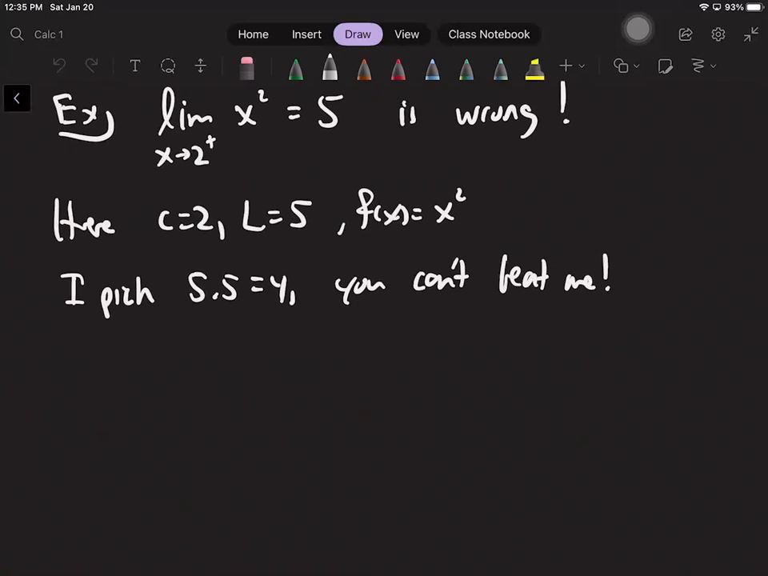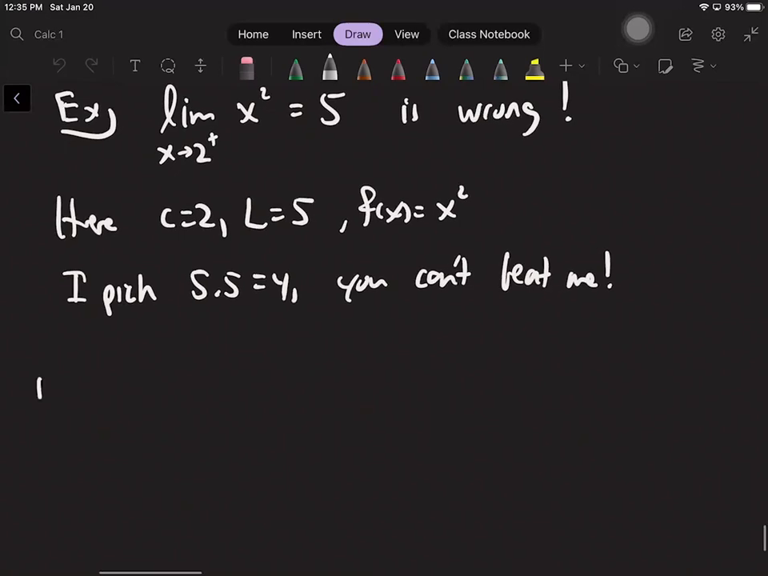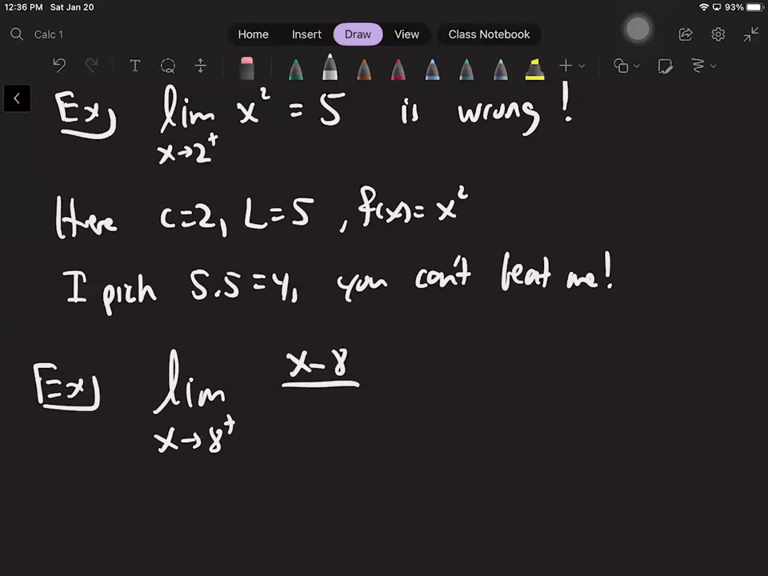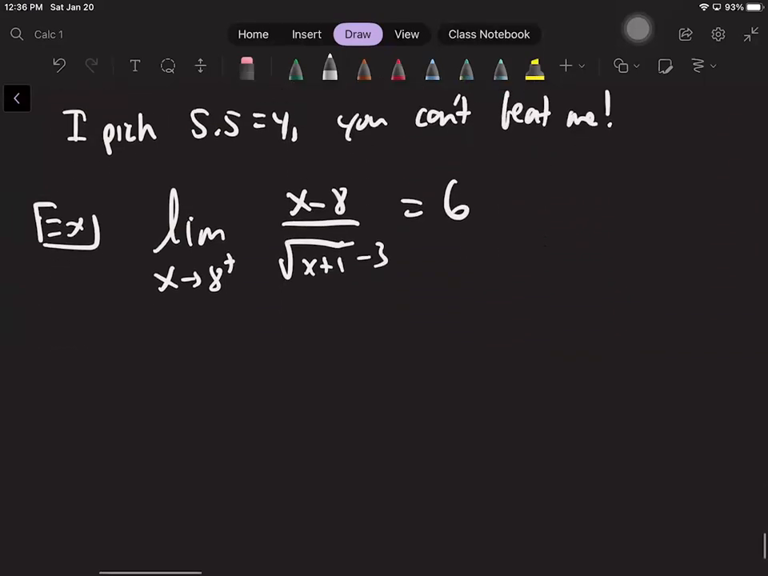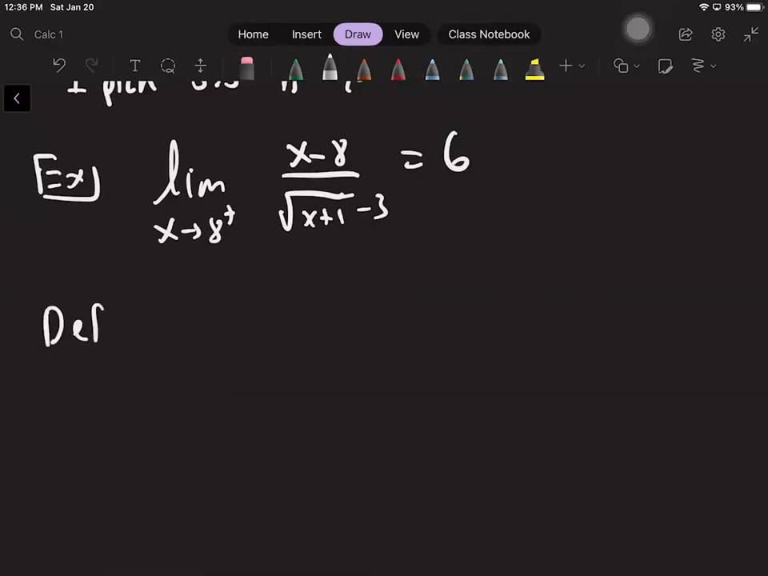Okay, so just other examples of this kind of stuff is just doing the same thing. So I'll just tell you the correct limit of something. So something like this. Okay, the correct limit is 6. And all I want you to do is try to defeat me at this game.